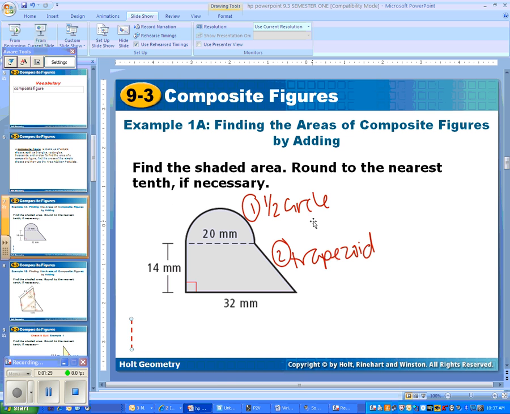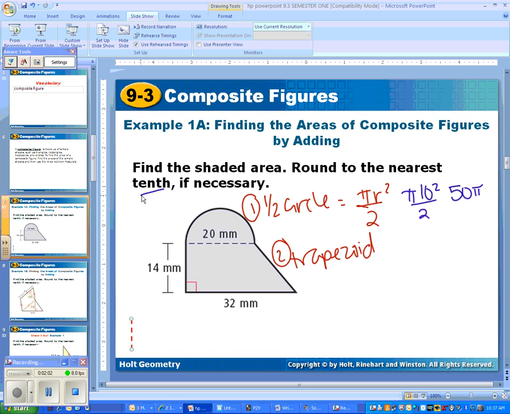For a half circle, you would take pi r squared, which is the area of a circle, and divide it by 2. And in this picture, we know that the diameter of the circle is 20, so that means that the radius has to be 10. So when you plug 10 in, you're going to get 100 pi. 100 pi divided by 2 would be 50 pi. So that would be the area of the semicircle. And then if they want it rounded to the nearest tenth, you'd have to actually multiply 50 times pi.